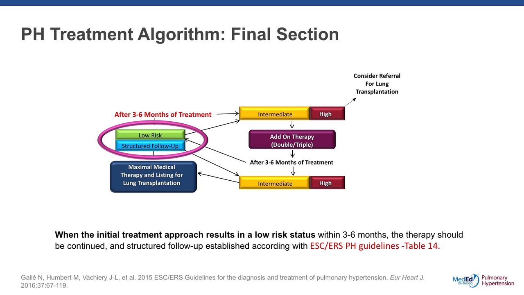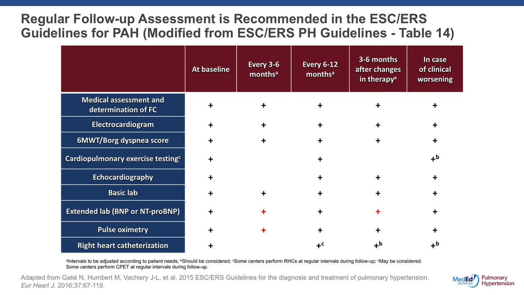There's an important role for structured follow-up in patients to see if they remain in the low-risk category, because if not, you need to do something else. The structured follow-up involves a number of different aspects, and most people do this every 3 to 6 months, some more frequently, some less frequently in a patient who has demonstrated that they're doing well for a number of years. The assessments in structured follow-up include really the history, the physical examination, and your assessment of their functional class.